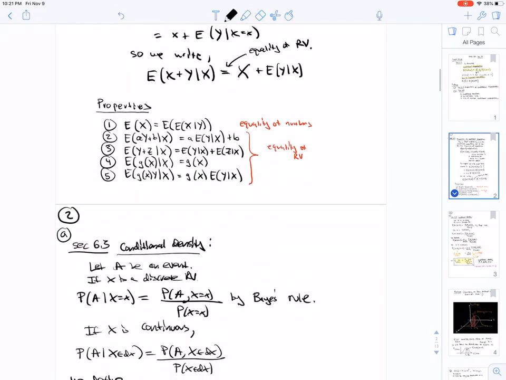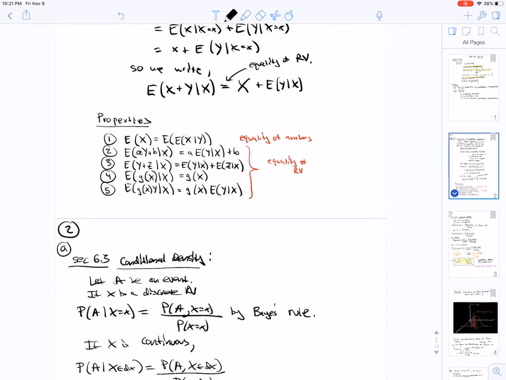Then we have the properties shown here. The first is iterated expectation. That's an equality of numbers. The left and right hand side are numbers. And then we have the equality of random variables below, which we've essentially discussed above, the tricky ones being 4 and 5, but they should be clear now.